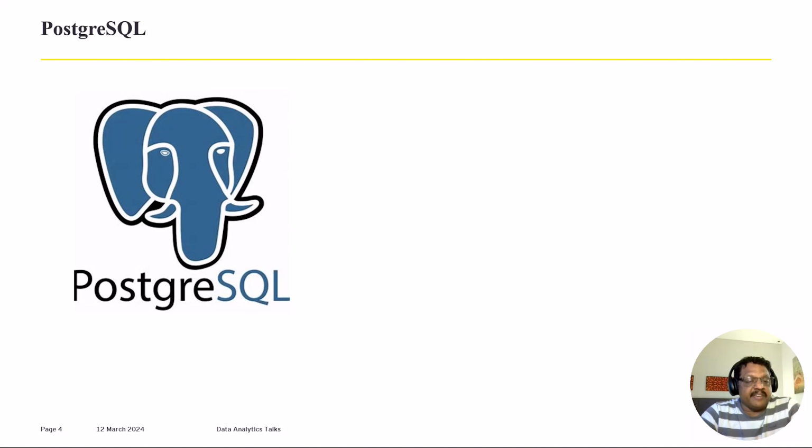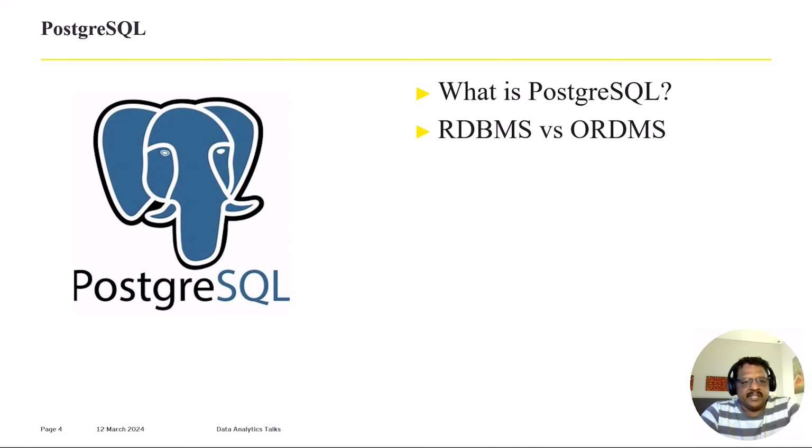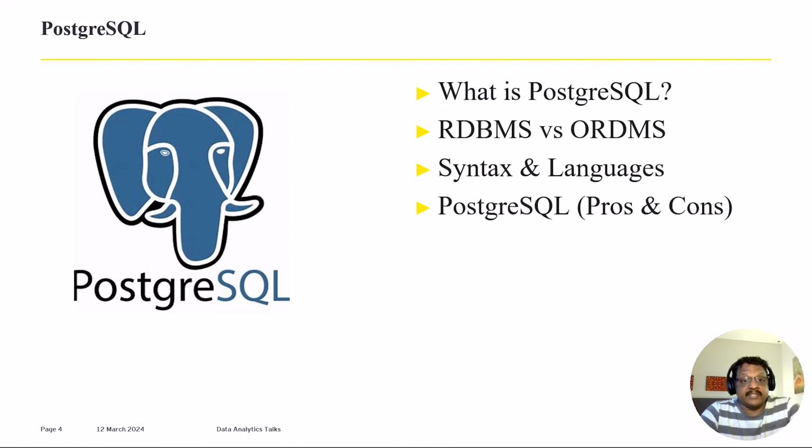Now let us dive into more details of PostgreSQL. We will see what PostgreSQL is, RDBMS versus ORDBMS, then syntax and language, then PostgreSQL pros and cons. We'll start with what is PostgreSQL. PostgreSQL is an open source object relational database management system. We will see what is a relational database and what is object relational in the next slide.